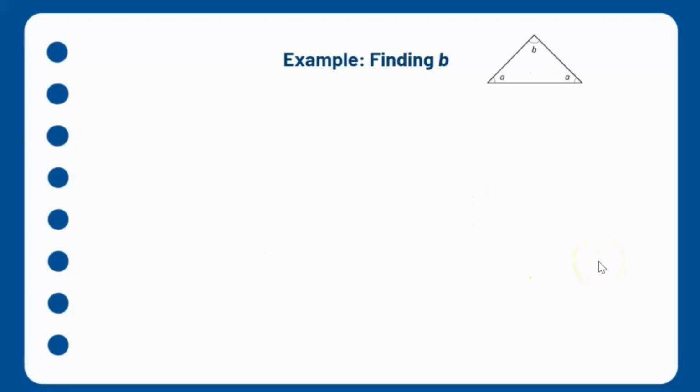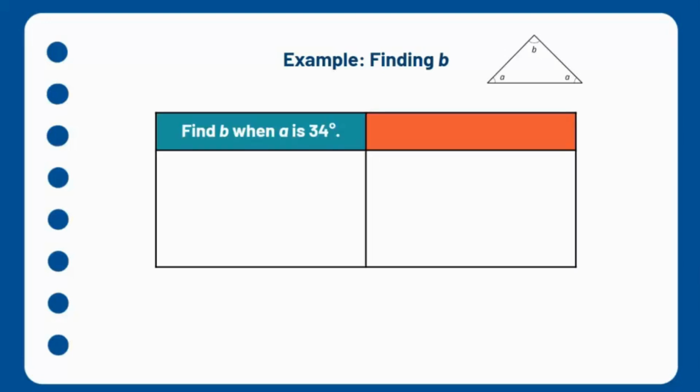On the previous slide, we solved both examples for A. Now we're going to look at 2 examples where we are asked to find B. First, we're going to find B when A is 34. Since we're still referring to an isosceles triangle, we'll continue to use the relationship A plus A plus B equals 180. We can substitute 34 in for A, which means our equation becomes 34 plus 34 plus B equals 180. We combine our 34s and come up with 68 plus B equals 180. Lastly, we need to subtract 68 from both sides, leaving us with B equals 112.